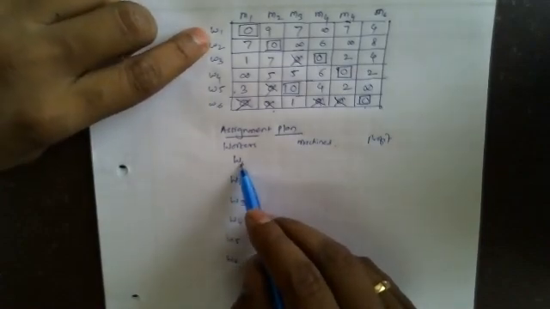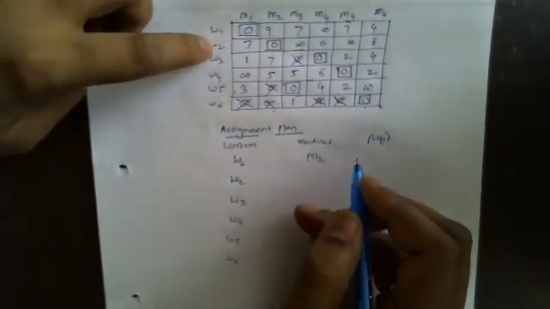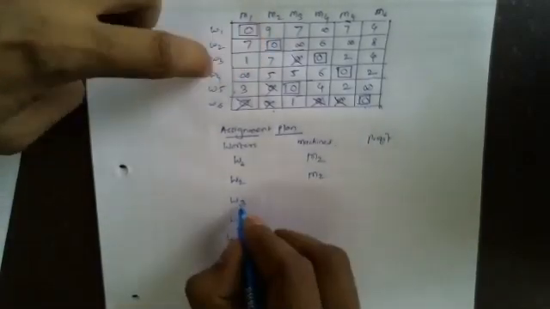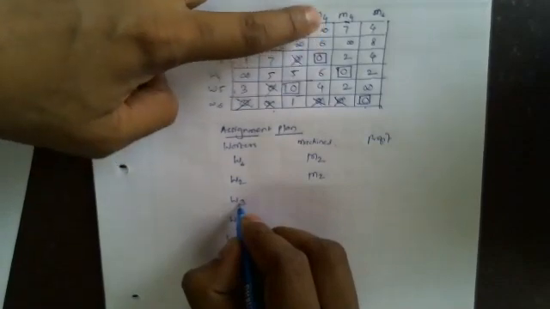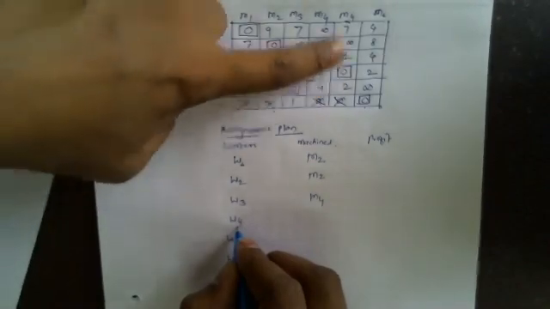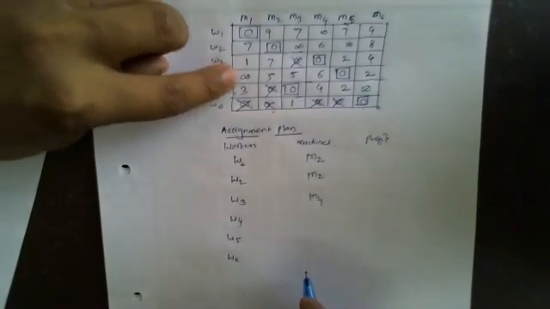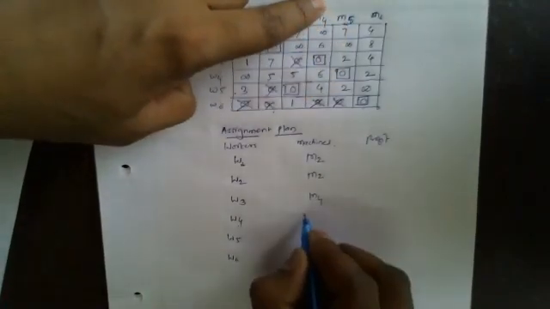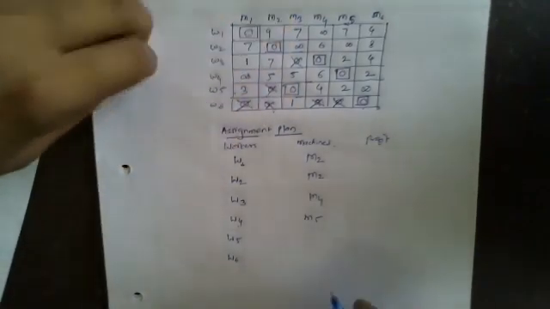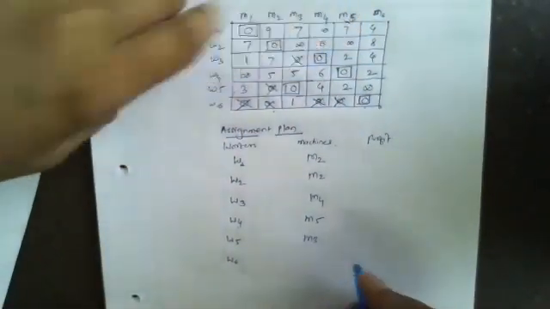Now see, W1 worker is assigned to M1 machine. I will write M1. W2 worker is assigned to M2 machine. I will write M2. W3 worker is assigned to M4 machine. I will write M4. W4 worker is assigned to M5 machine. So I will write M5. W5 worker is assigned to M3 machine. I will write M3. And W6 worker is assigned to M6 machine.